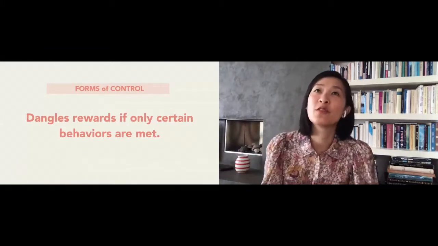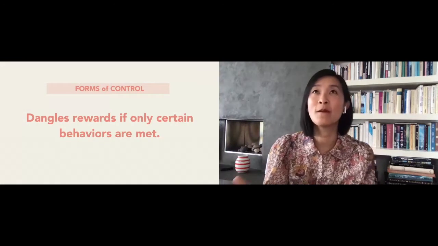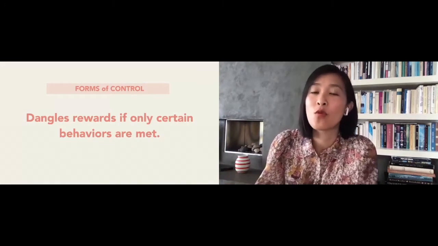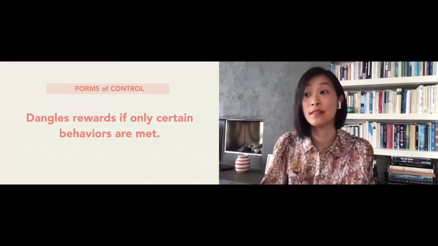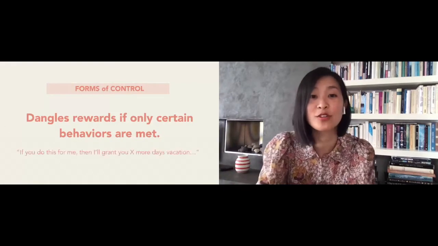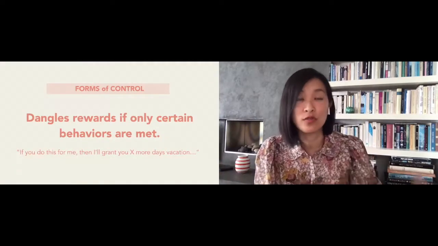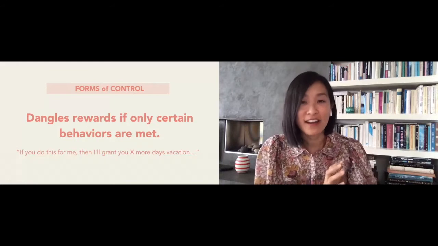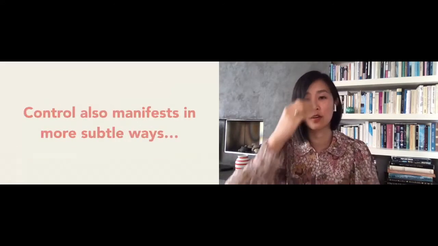Another form of control that we often don't recognize as managers is if we dangle some kind of reward that is contingent on something being met. That's a form of control. That is, in fact, a form of pressure, because we're saying to someone, hey, you're only going to get this thing if you do this. And that is a form of control that is going to chip away at someone's intrinsic motivation.